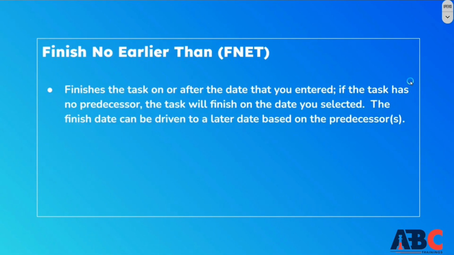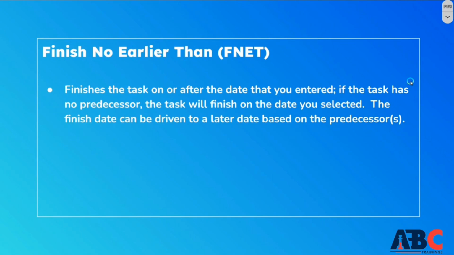After that comes finish no earlier than, FNET, meaning this task has the deadline given to you. It will not end before that date. So you get flexibility in this. Like there are 2 types of tasks, flexible and non-flexible or inflexible. So the first ones we saw, as soon as possible and as late as possible, come under flexible, and finish no earlier than also comes under flexible.